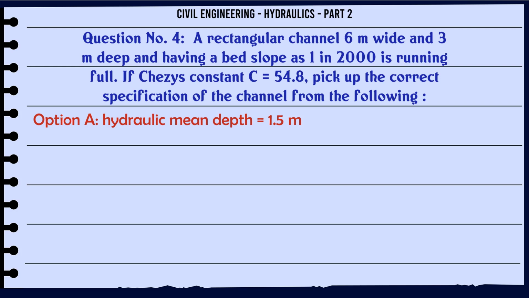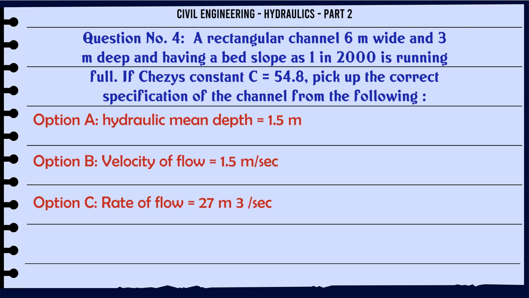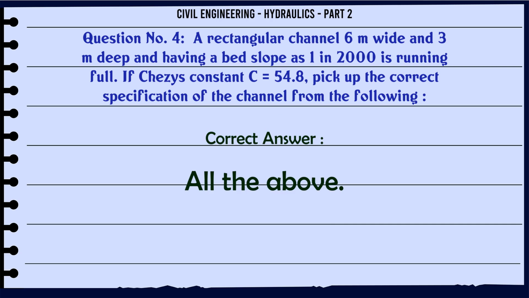A rectangular channel 6 m wide and 3 m deep and having a bed slope of 1 in 2000 is running full. If Chezy's constant C is 54.8, pick up the correct specification of the channel from the following. A. Hydraulic mean depth 1.5 m. B. Velocity of flow 1.5 m/sec. C. Rate of flow 27 m³/sec. D. All the above. The correct answer is all the above.